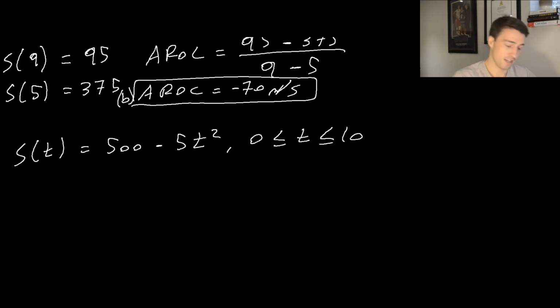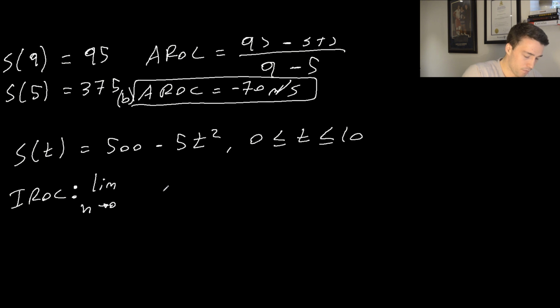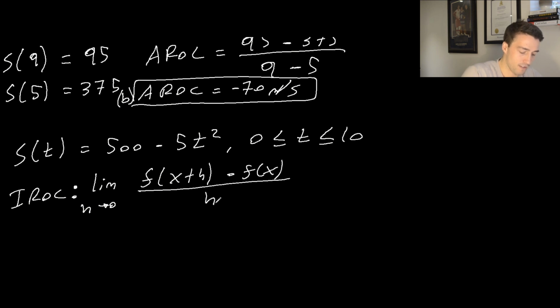So IROC, it's the same equation, but what we're going to do is take the limit as h goes to 0. So the IROC equation is: limit as h goes to 0 of f of x plus h minus f of x over h. And this again comes from the slope, but now we're finding the slope of the tangent line as opposed to the secant line, because that's what AROC was. The tangent line is IROC, it's an instantaneous rate. It's taking the limit as h goes to 0.